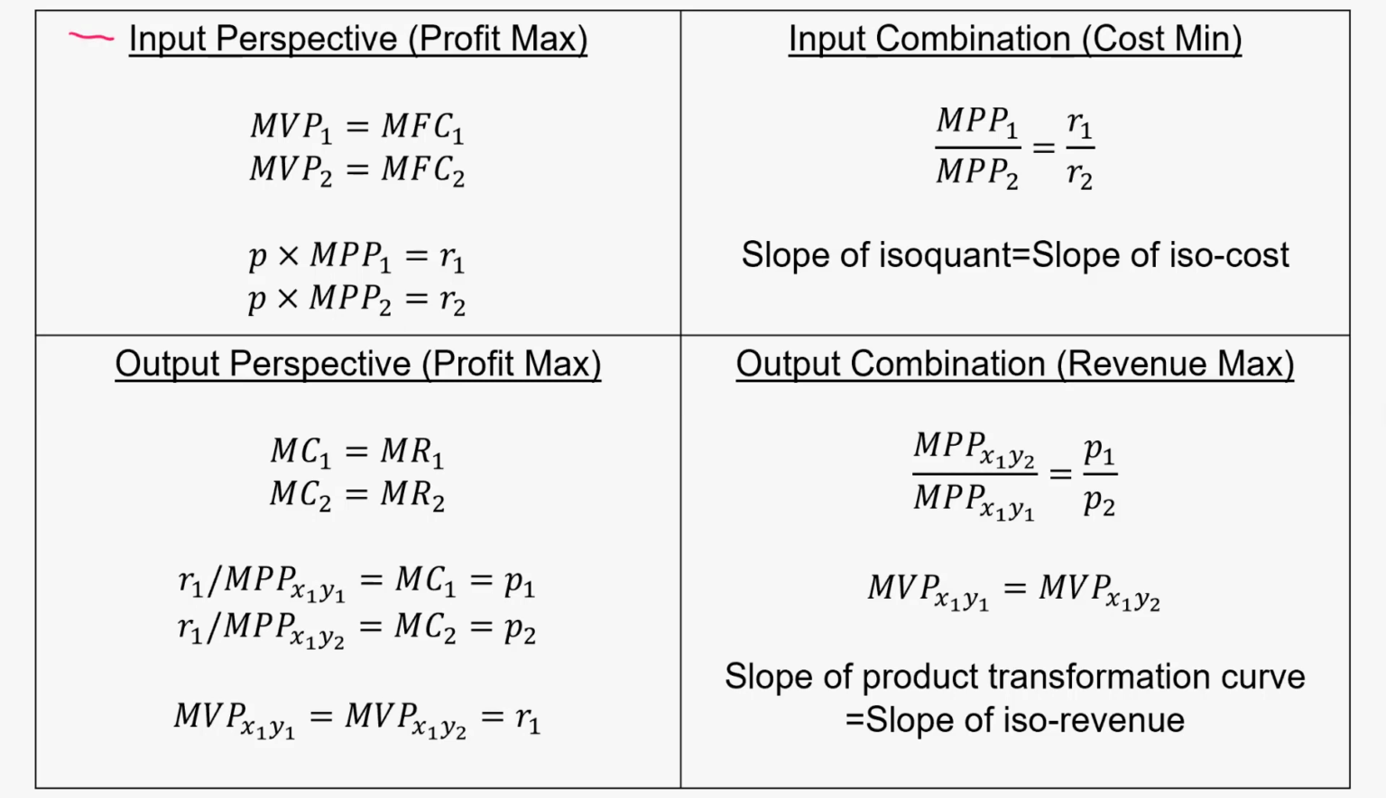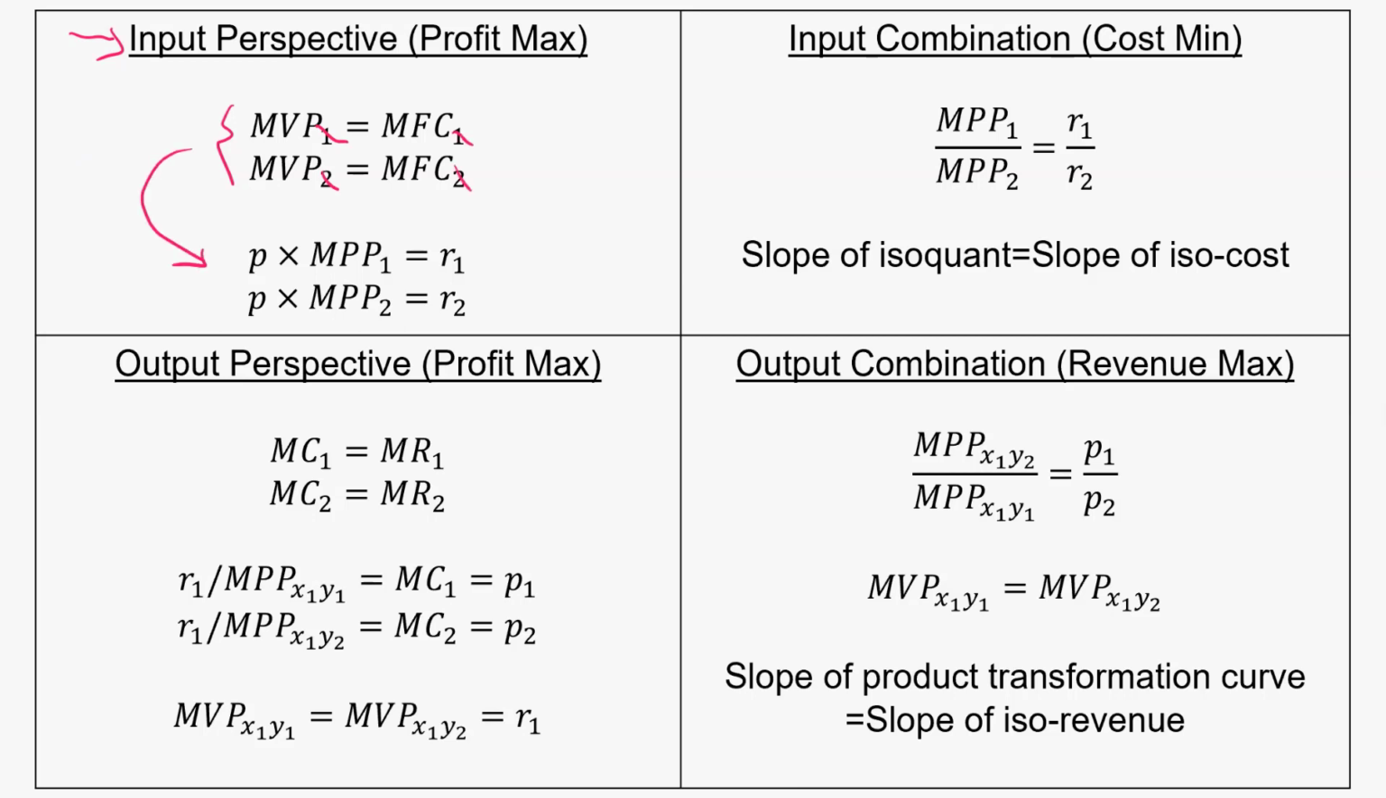So first, this is the profit maximization condition from the input perspective. As you can see, there are 2 inputs, but if there's only 1 input and 1 output, it also works. When you have 2 inputs, the general optimality condition is MVP equals MFC for each of the inputs. When there's only 1 input, then it's easy. You don't have the subscript anymore, so it just becomes MVP equals MFC.